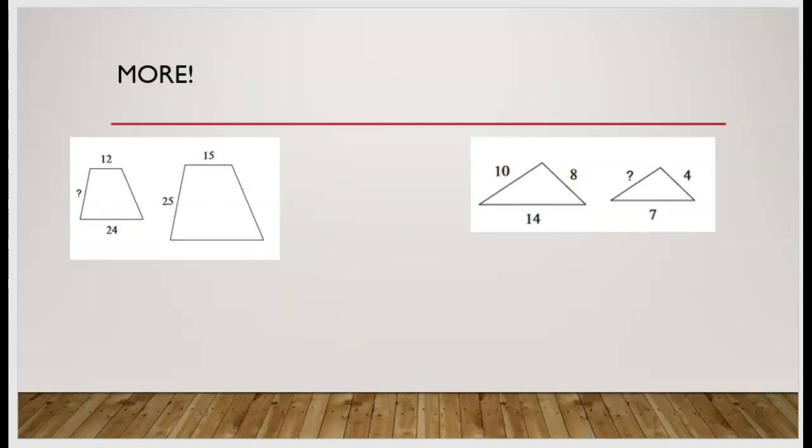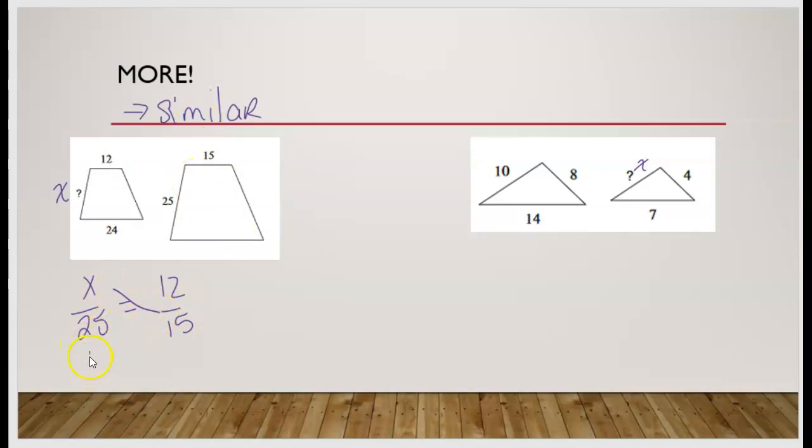Let's do another one. We'll call these question marks x. Again, we're going to assume that they are similar. Not assume, I'm telling you they are similar. So x over 25 equals 12 over 15. If you want, you can go the other direction. You could definitely say 25 over x equals 15 over 12. That's totally fine, as long as you're going in the same direction and those corresponding sides.